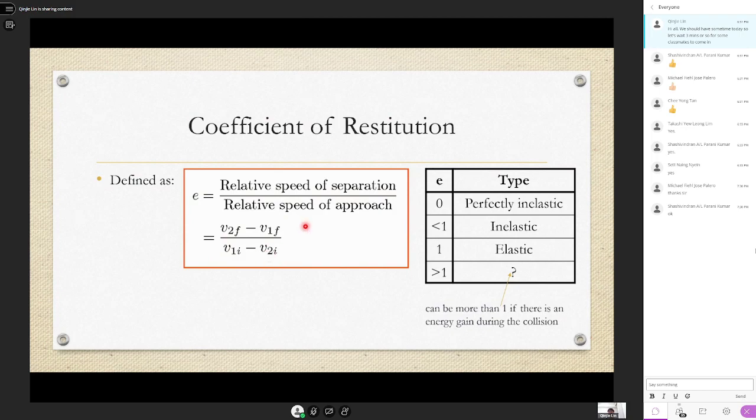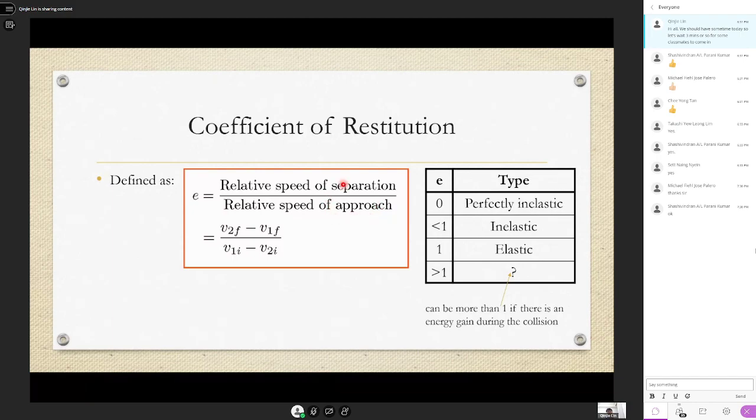Okay, so just now, remember during the elastic part, we said the relative speed of separation equals the relative speed of approach, correct? That's why in elastic collision you're going to get this coefficient of restitution equal to 1, because top equals bottom. So you're going to get 1. For anything inelastic, you are going to get less than 1, because the relative speed of separation will be less than the relative speed of approach.